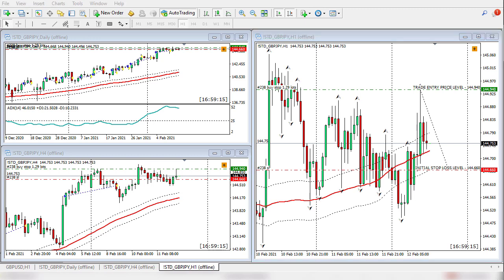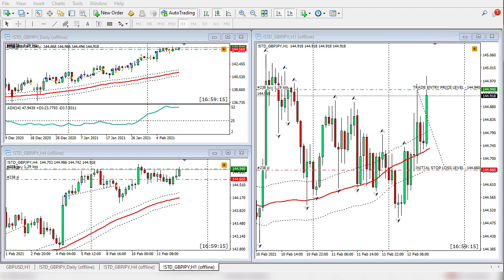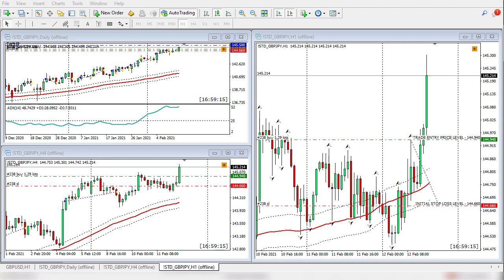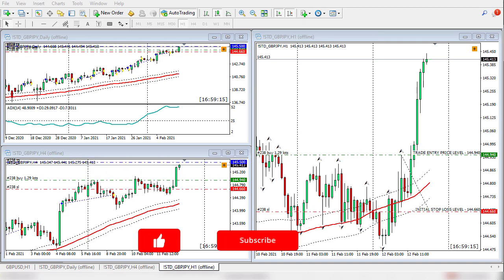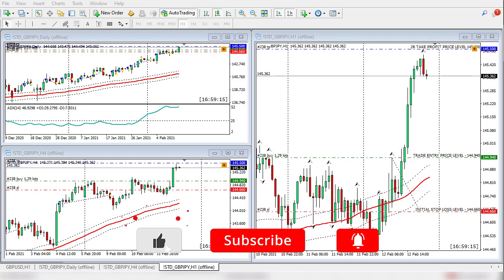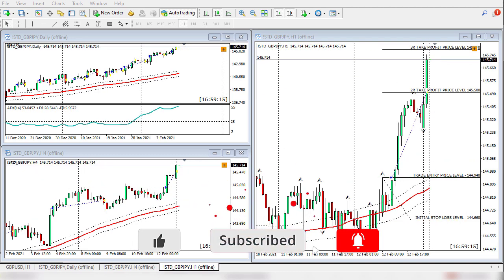So let's continue. Let's move. And now our order has been triggered. So we keep going, one candle at a time, one candle at a time. And lo and behold, price is almost going to hit our profit target. And it just did. Price just hit our profit target.